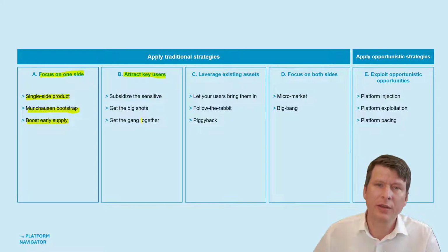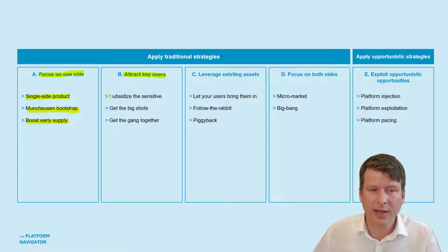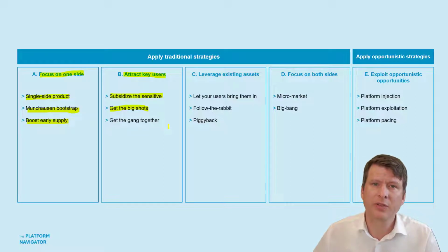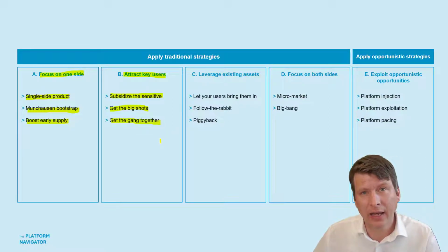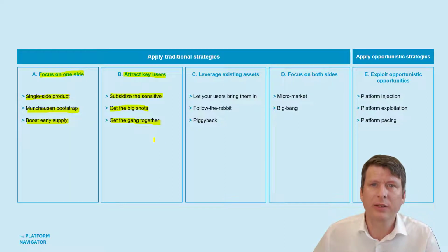Attract key users is a second core strategic move you can take. You can subsidize the sensitive side. Just think Facebook. As a normal user, you don't have to pay. Get the big shots. Think about Microsoft Xbox. Microsoft spent a lot of money on publishers so that they publish the games exclusively or early on Xbox. Get the gang together. Android founded the Open Handset Alliance to get the necessary players together to get their Android success story running.